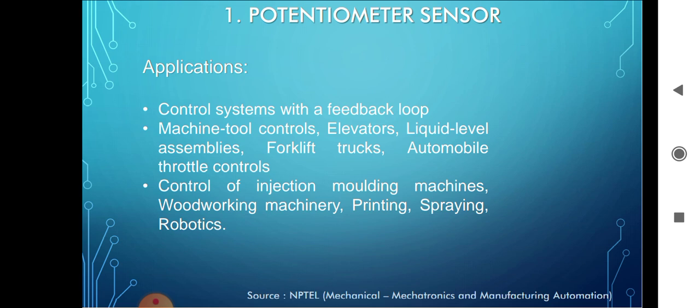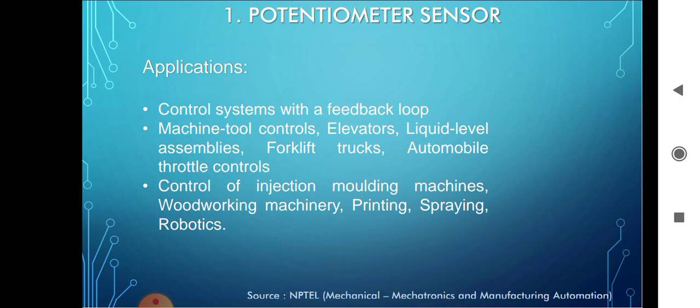Then application control system with feedback loop, some devices, instrumentation devices, where the feedback is required. Feedback means output quantity we have taken once again and monitor it, and if it is not at expected level, then we'll again process it, which is called a feedback. So in that instrumentation device, potentiometer sensors are used.